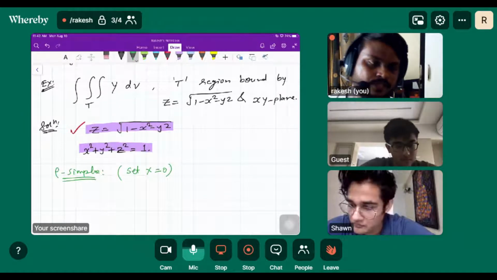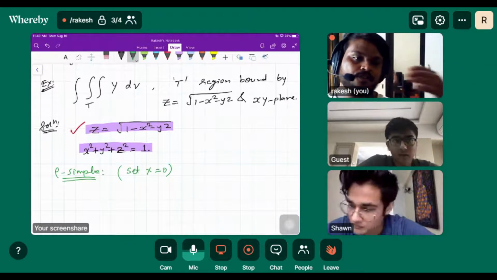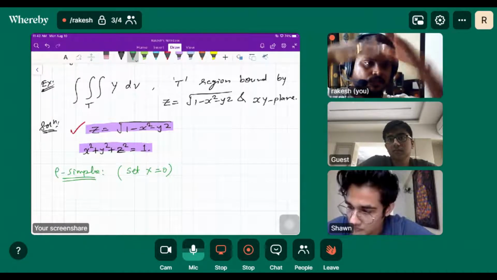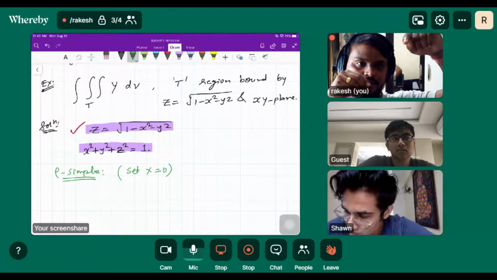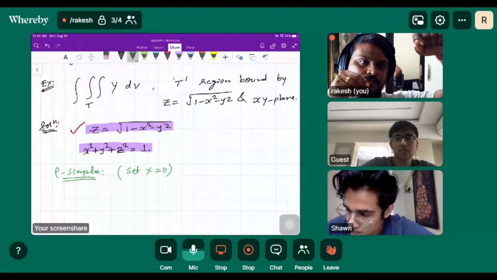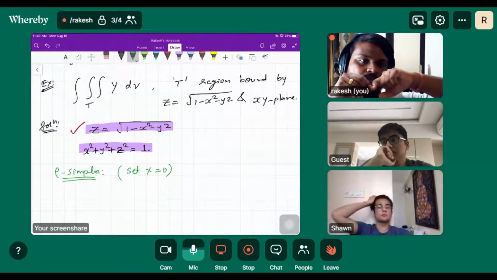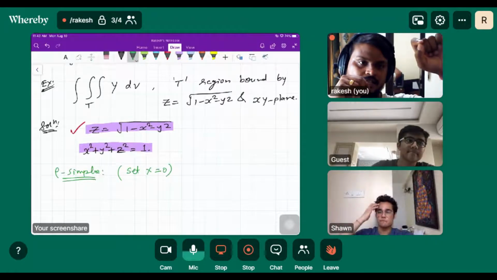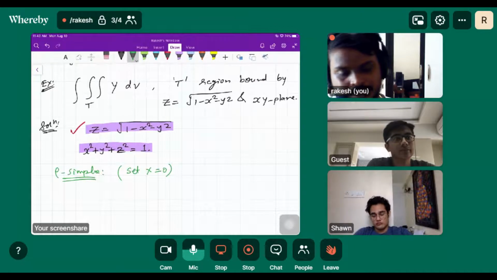See, in rho simple what we find out, we find out the lower and upper interval for rho, right? So if you just take the trace of the surface on yz plane, you will understand what would be the lower and upper interval for rho, right? What would be the radius of the hemisphere going from, like it would be from 0 to what, right? So that we can understand by drawing the trace of the surface on yz plane.